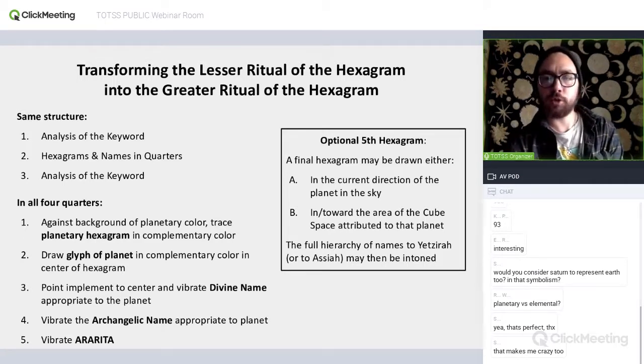All right, so these are the instructions for transforming the lesser ritual of the hexagram into the greater ritual of the hexagram. The structure of the two rituals is basically exactly the same and is very simple.